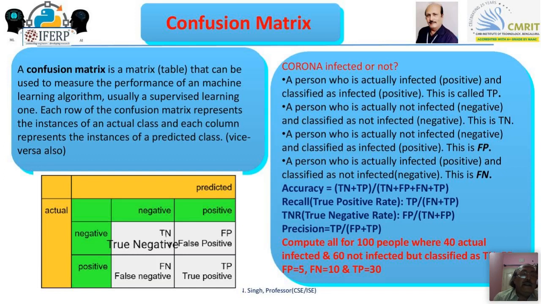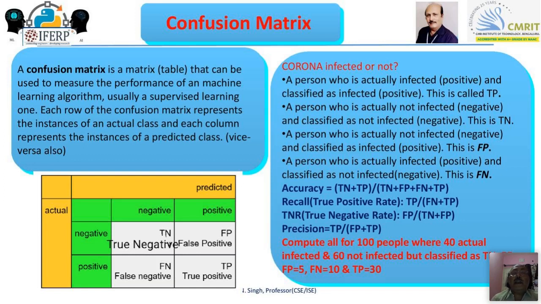And we have divided it in the matrix of negative and positive. So it is negative, negative, true negative. Negative, positive, false positive. Here, positive, negative, false negative, and positive, positive, true positive. On this side it is actual, and this side is predicted. And how to compute the accuracy?